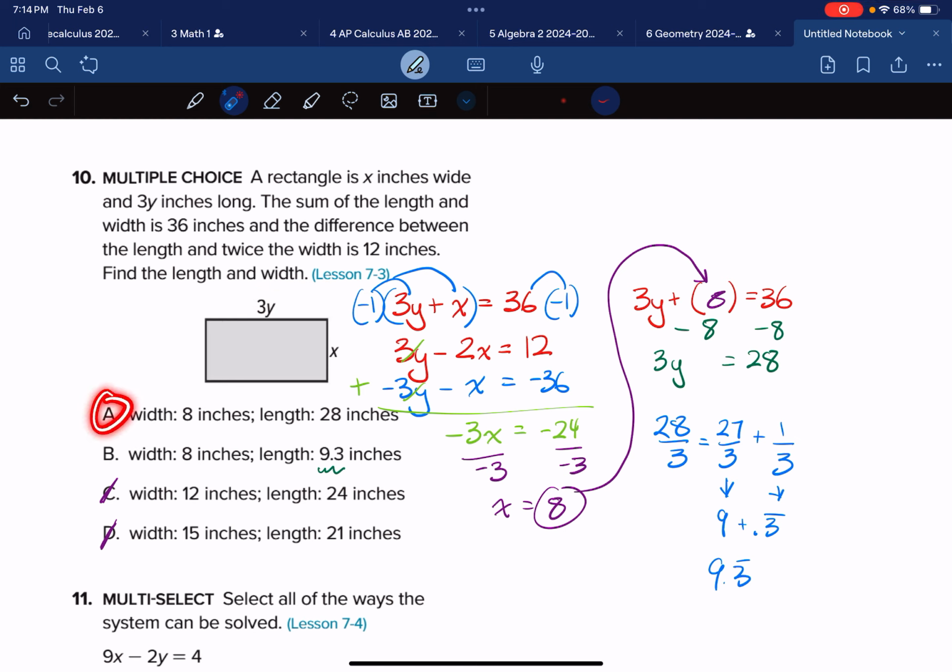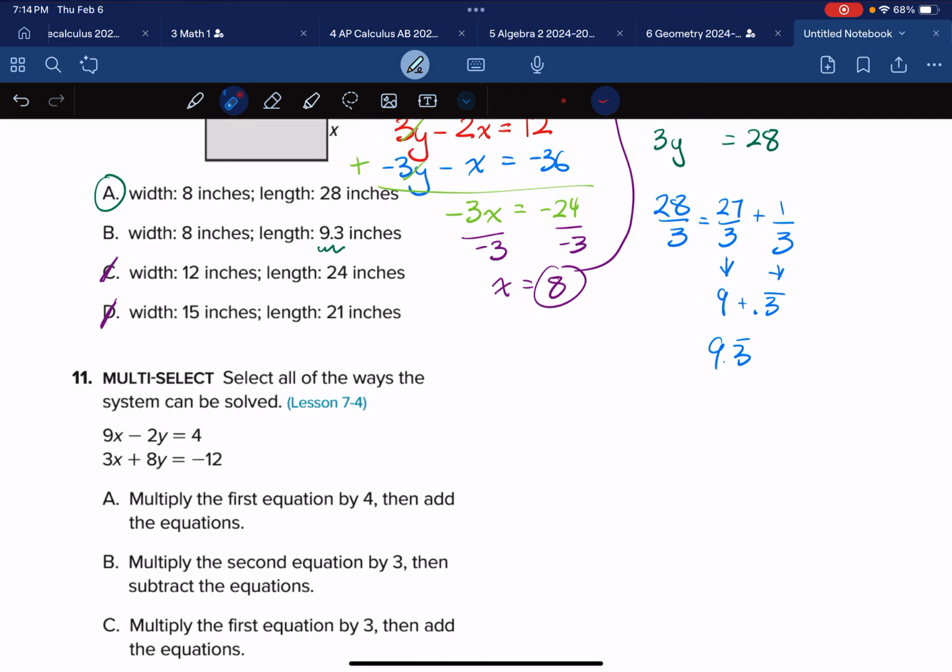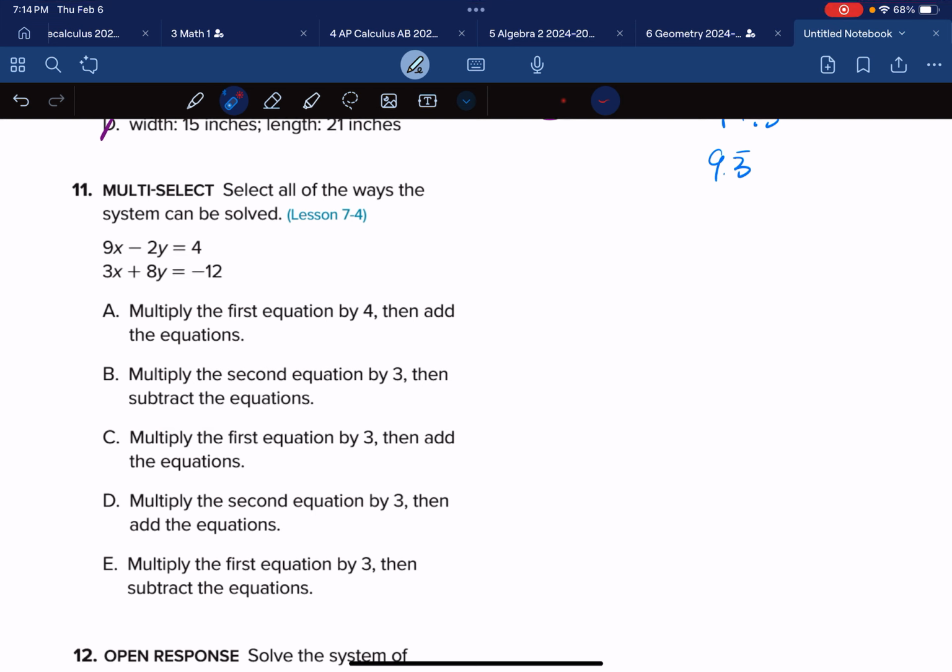I'm still going to go with A. I haven't looked at the back of the answer book. I'll look at the end of the video and then decide how stupid I was in the present tense right now. All right, number 11.